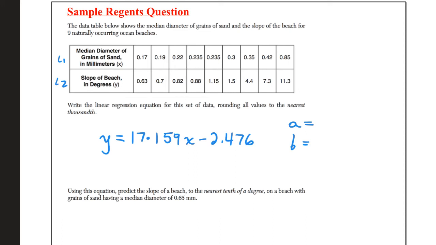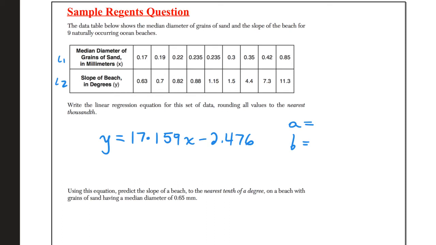And for part 2, we have a little interpolation question. We're asked, rounding to the nearest tenth, if we have grains of sand with a median diameter of 0.65 millimeters, what would we expect the degree to be? This is interpolation because this falls within our given values. It's between the 0.85 and some of the smaller values here. Not that that changes anything, but that would be the proper vocabulary.